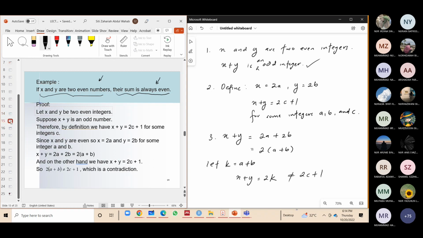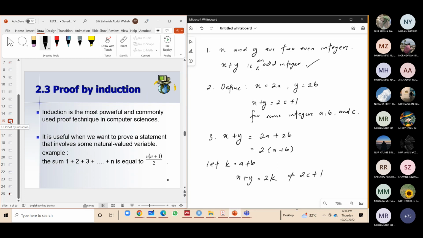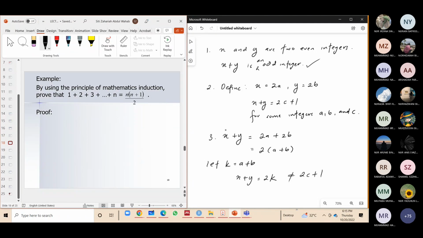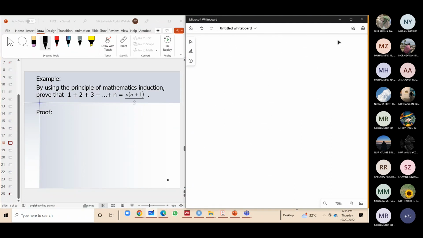We have done two methods of proving. Now can we go to induction? The third method. All right. Induction.